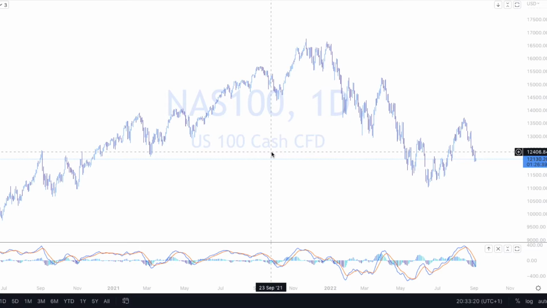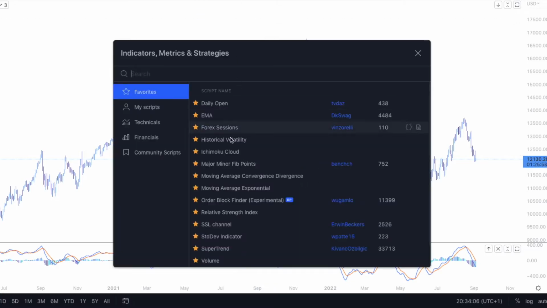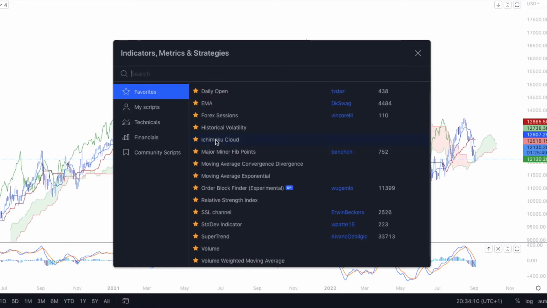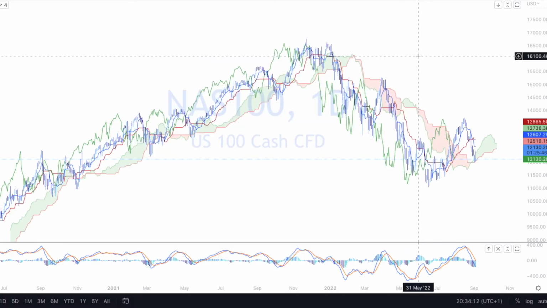Now, I don't normally use the ICHIMOKU, but I have used it in the past, and I'm going to show you how I used the ICHIMOKU when I used it, and it was quite effective how I used it, but I don't use it anymore. So we're just going to get straight into it. So first things first, we're just going to bring up my indicators and we're going to look for the ICHIMOKU. So there's the ICHIMOKU right here, right?